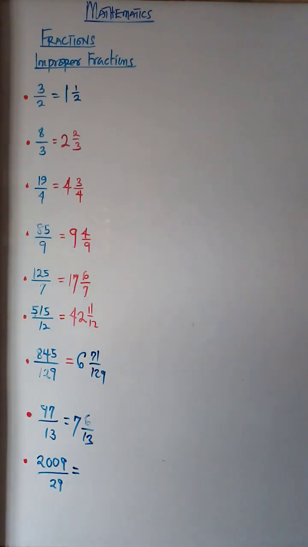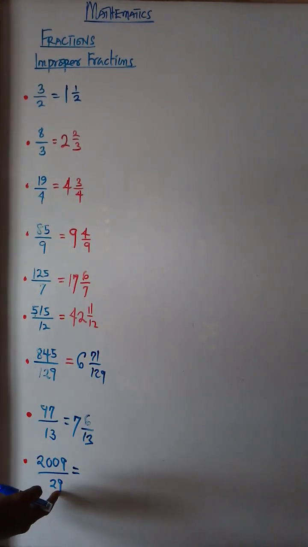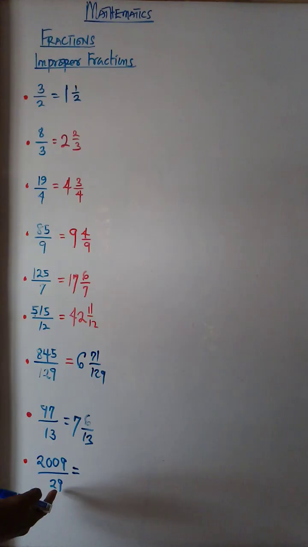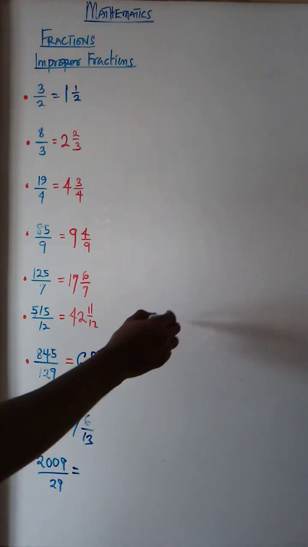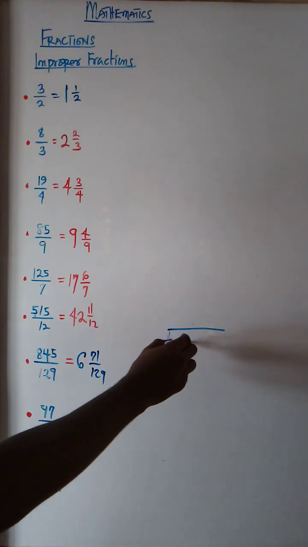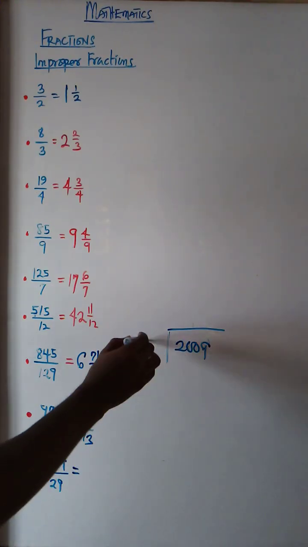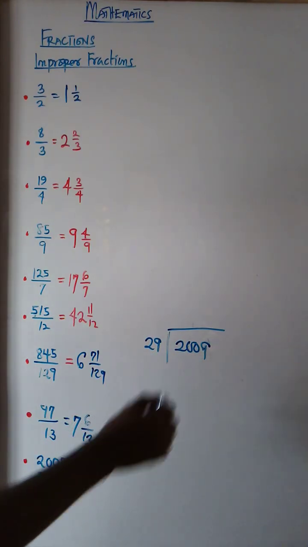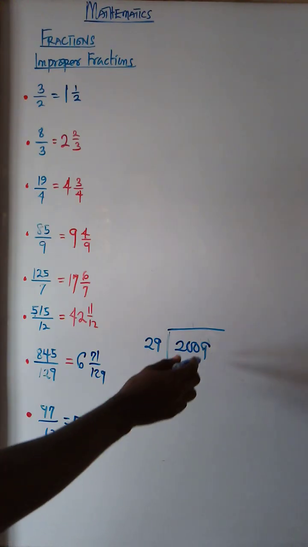What about for this one? Since the digits are very far from each other, we can group. How many 29 can we see in 20? It's not possible because 29 is more. So how many 29 can we see in 200? Let's use this method. 2009, and we have 29. 29 cannot go in 2, cannot go in 20. In 200, how many 29 can we have? If you multiply 29 by 10, that's 290. It's too much.